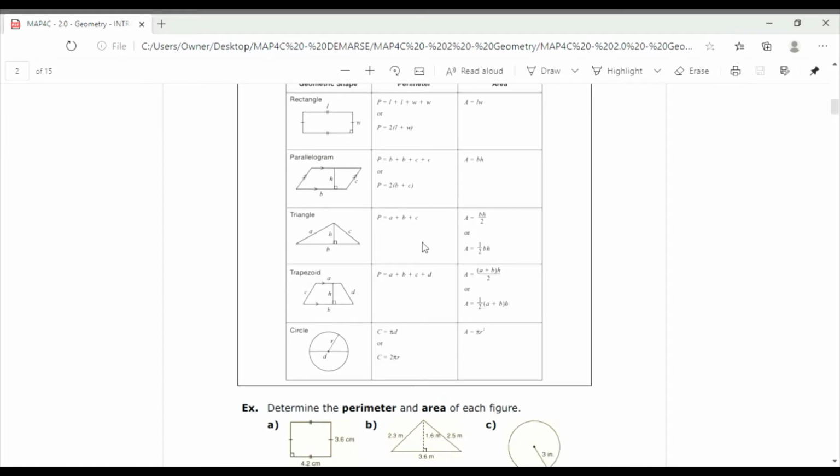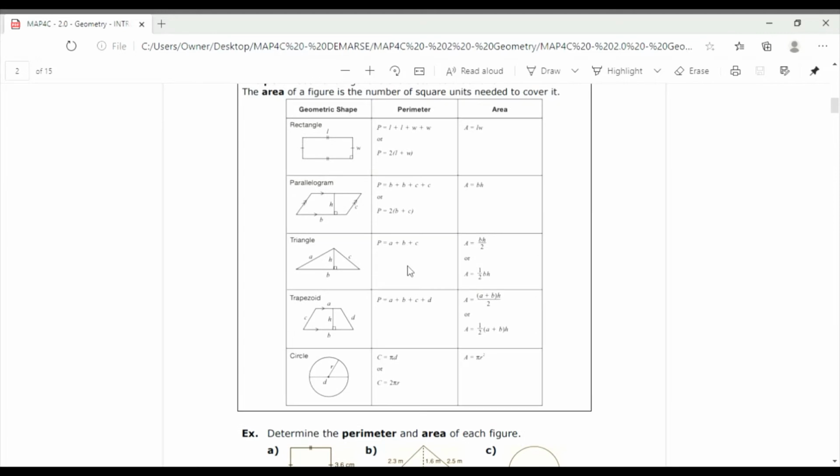A triangle has 3 side lengths, so its perimeter will be side length 1 plus 2 plus 3. In this case, that's labeled a plus b plus c. Now the area of a triangle, we need the base and the height of the triangle. The area will be base times height, but then divided by 2. Area of a triangle is base times height divided by 2. Another way to write that would be 1/2 base times height, or even 0.5 base times height.